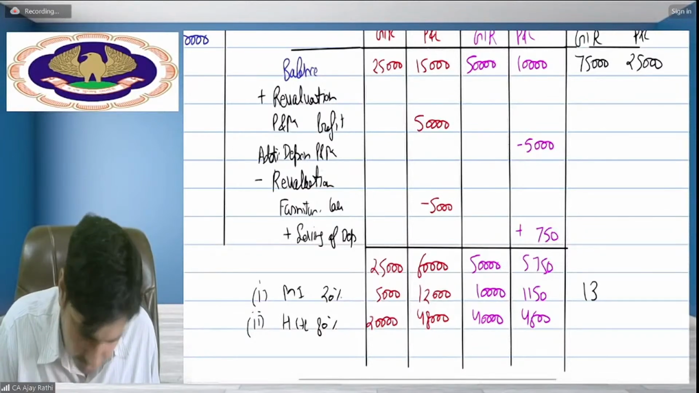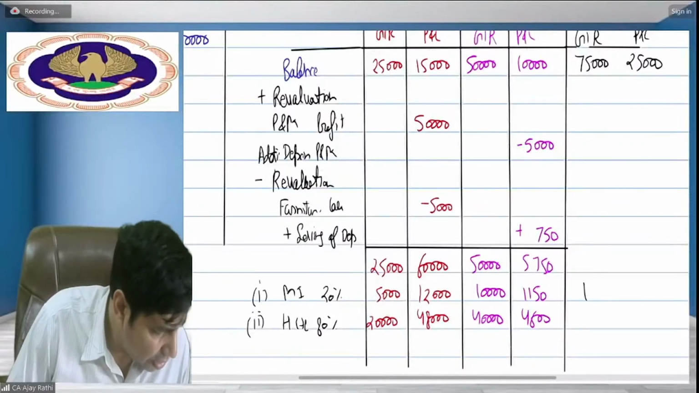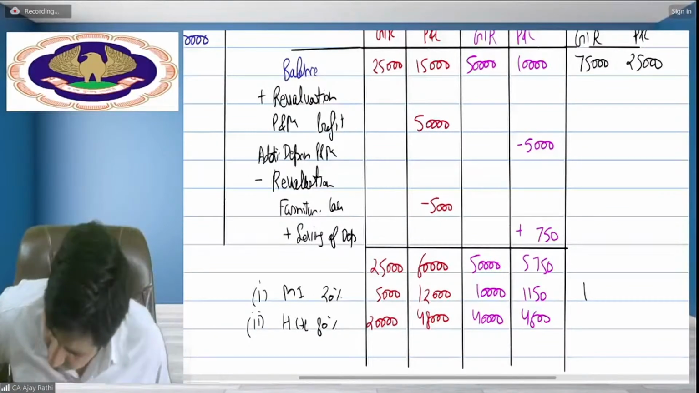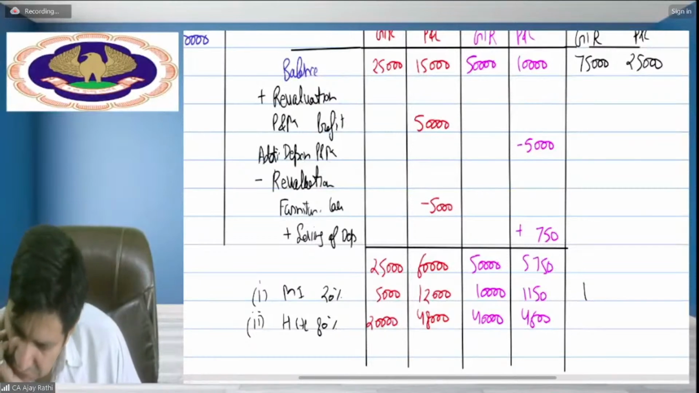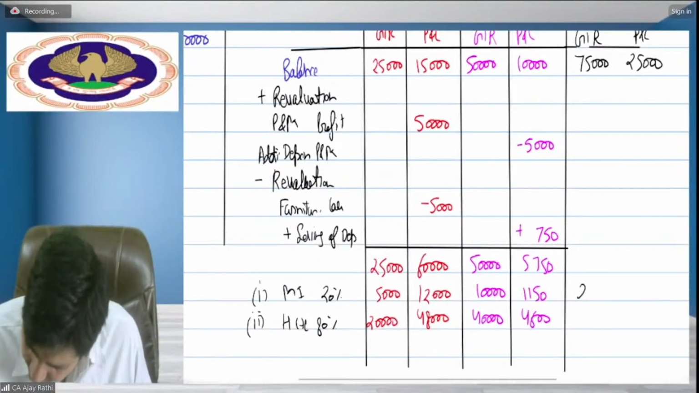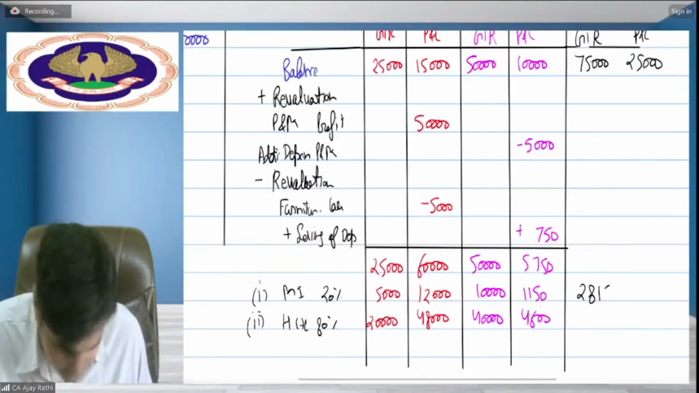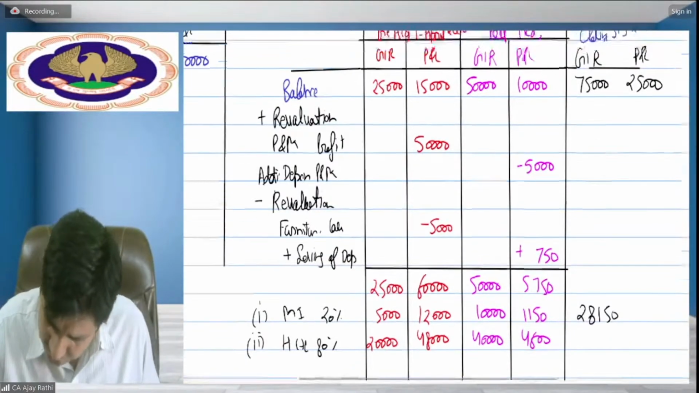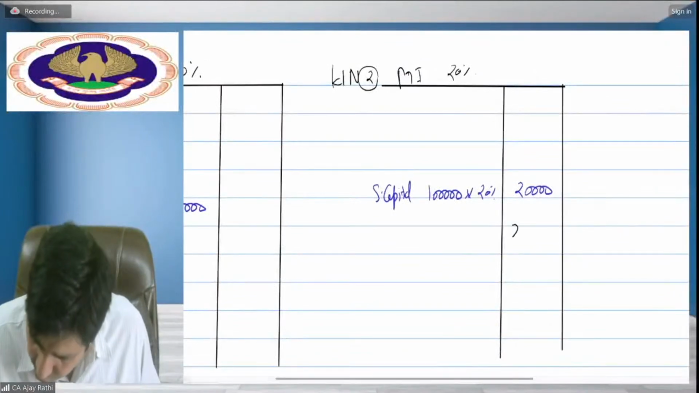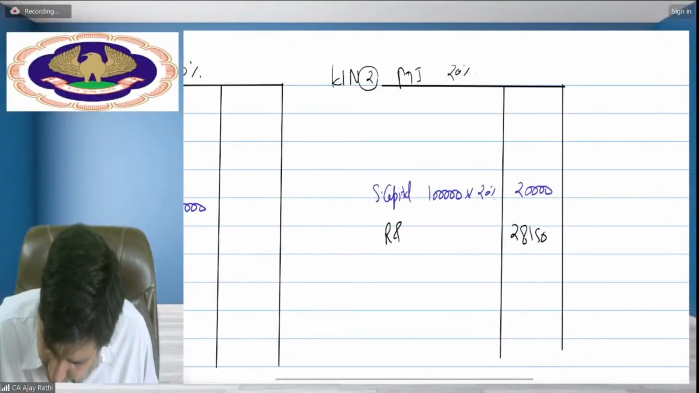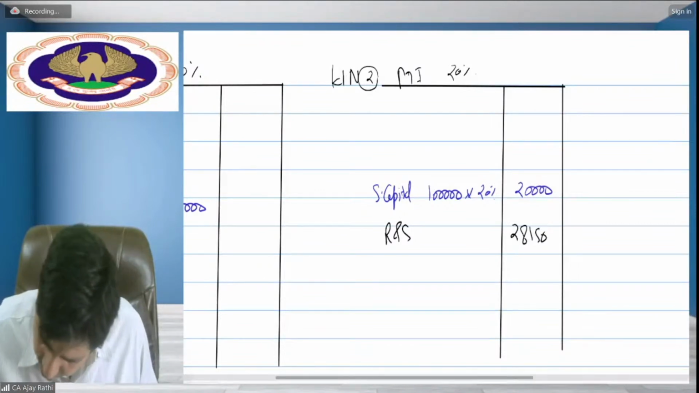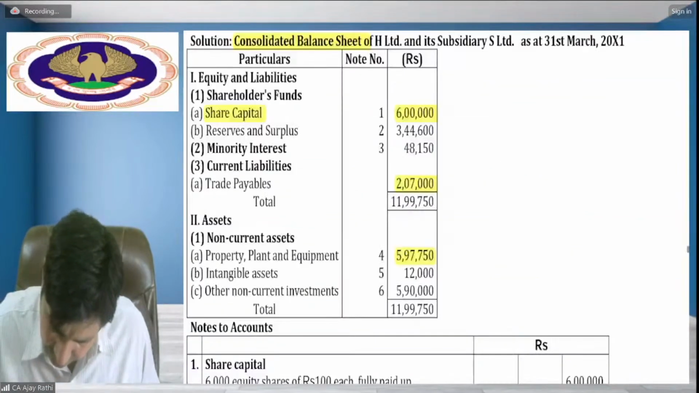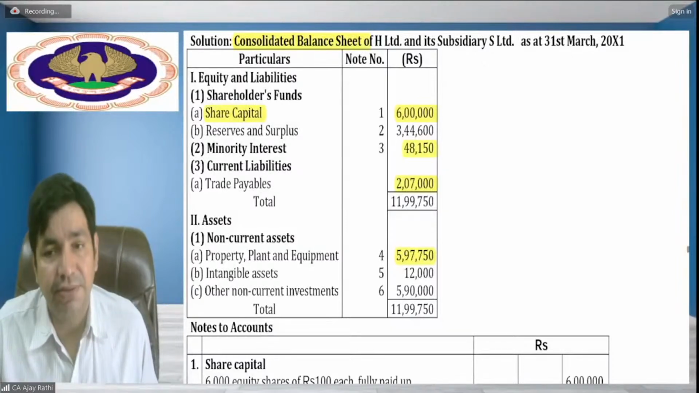Total becomes how much? Not 13. What is the total? 5 and 12, 17, and 10, 27, and 1, 28, 28,150, I think. Yes, 28,150. Now please post it to minority interest. 28,150 is reserves and surplus. What is the total figure? 48,150. Please check in solution. Yes, 48,150 is the final figure.